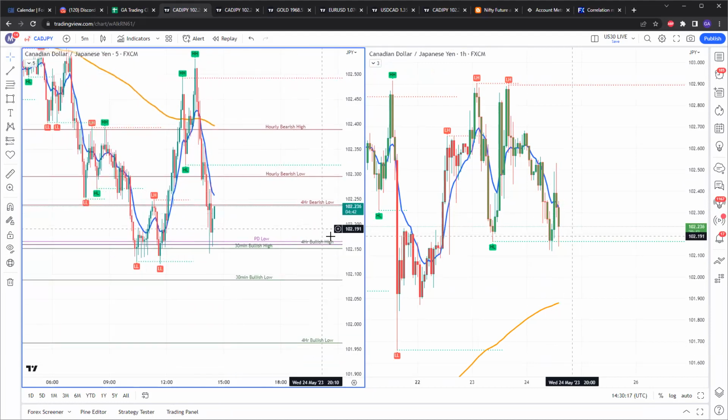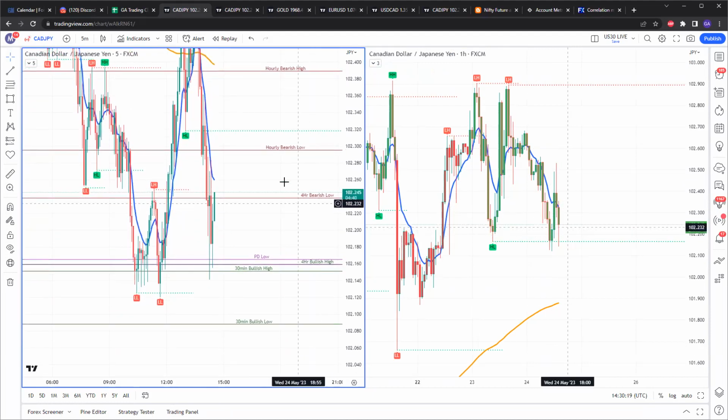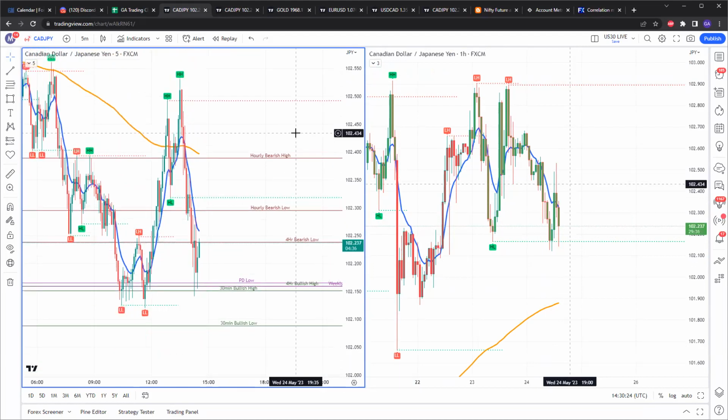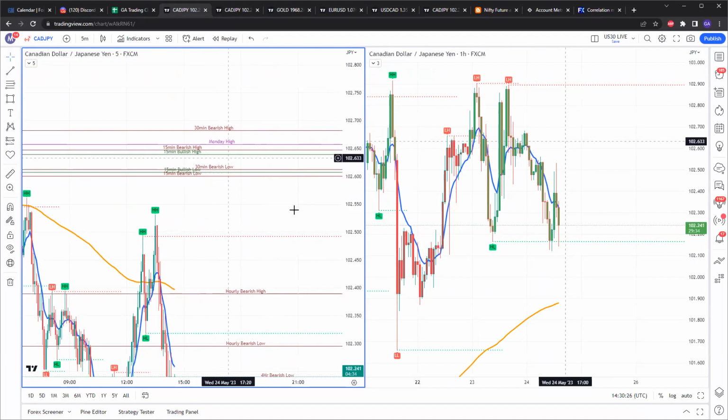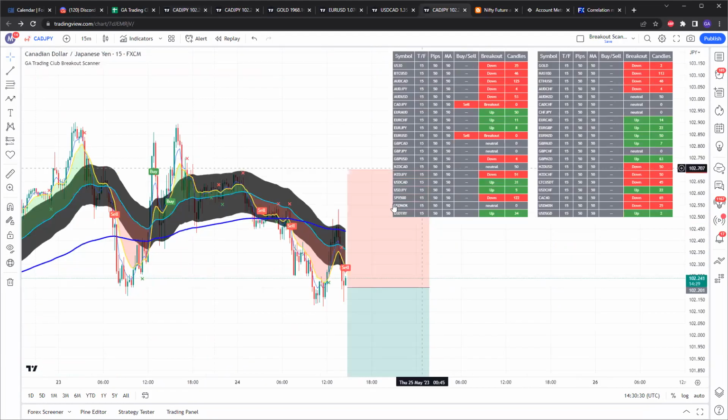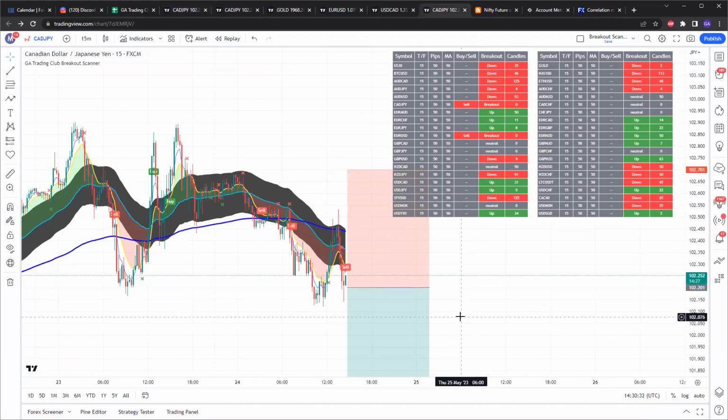So if we are looking to sell CAD JPY, look at CAD JPY. What do we have? We have a 4-hour bearish low, hourly bearish low, hourly bearish high up here. We have a 15. Okay, so this is perfect. I don't think we got that sell signal on CAD JPY, so we have to wait another 15 minutes.